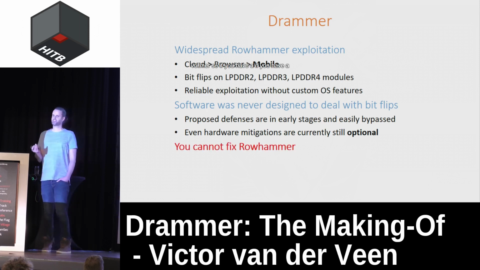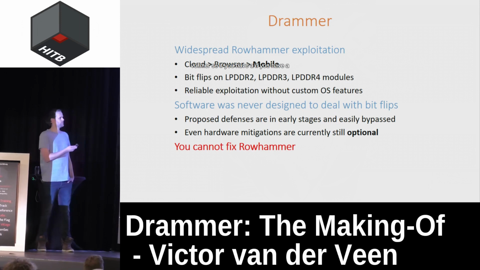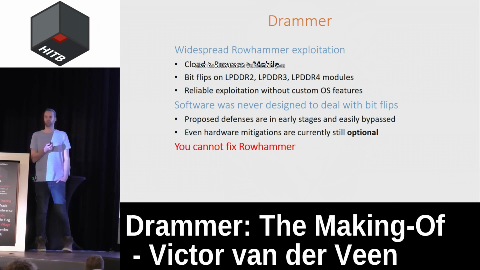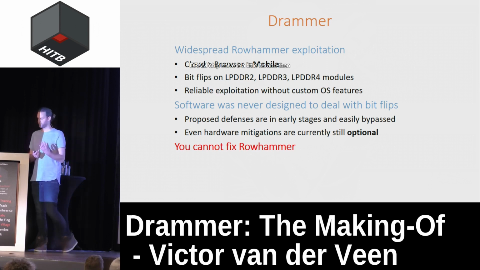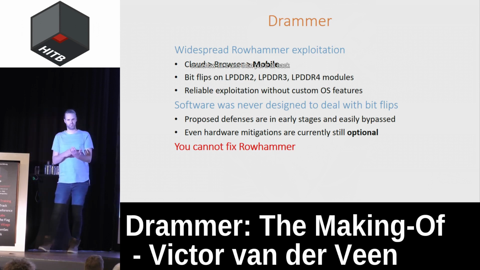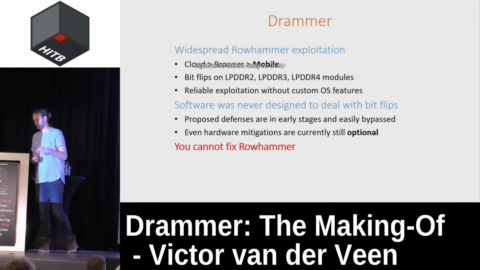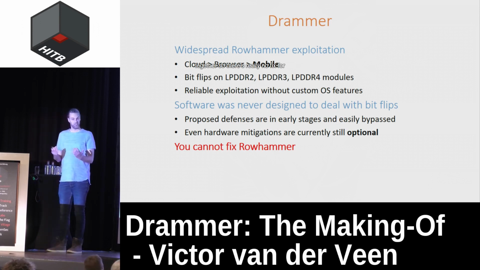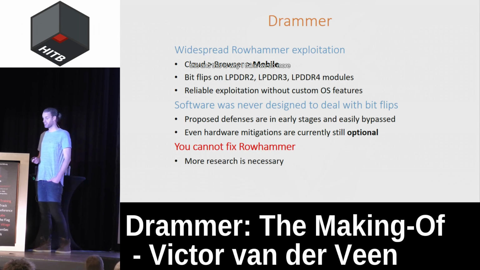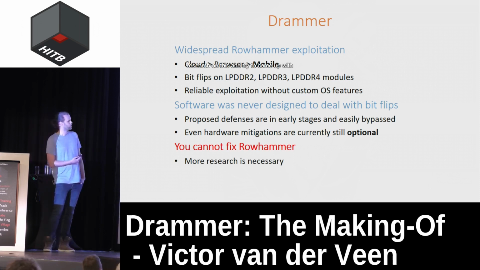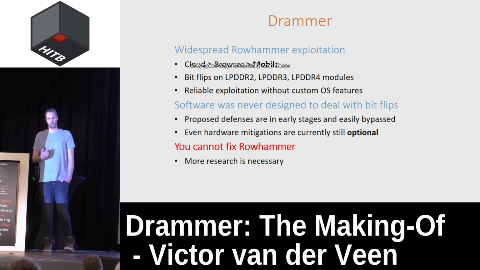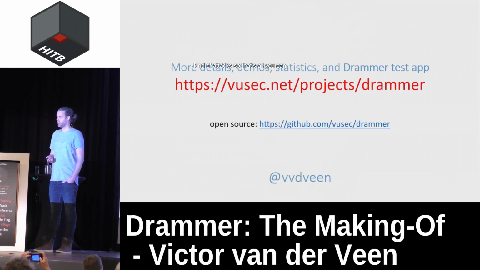And then finally, you cannot fix Rowhammer. So if you have a DRAM module that is vulnerable, you cannot open your phone and get out the DRAM chip, solder it a little bit, and then somehow fix it and then put it all back together. So there's really no fix for this. And this is why I think we need to do more research on this and try to come up with very good ways to actually stop these kinds of attacks.